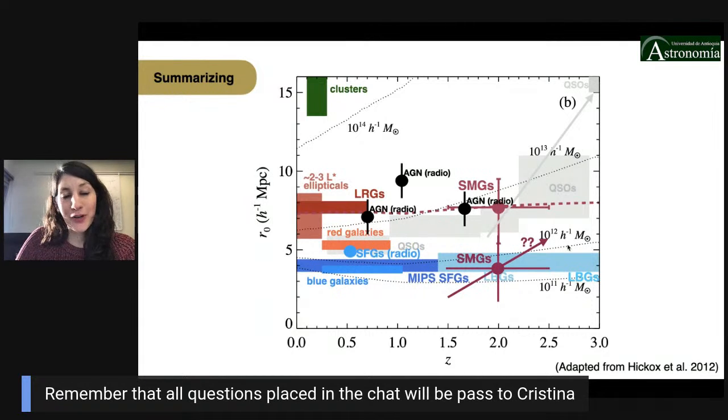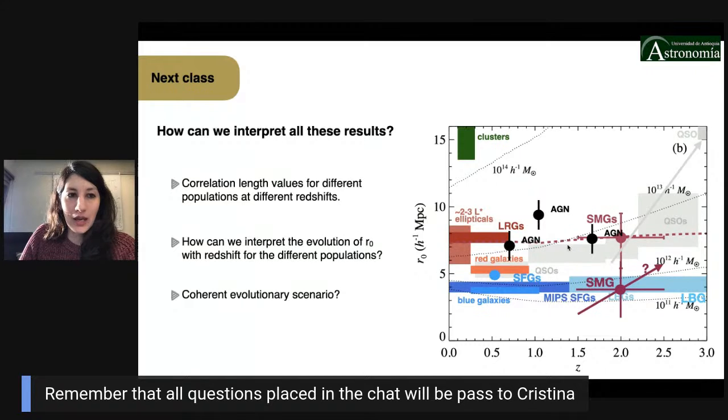Then yes, this is more or less the summary of what we have been talking about today. You can see that the clustering dependency of properties is a very complex thing. Every population has a different kind of clustering.